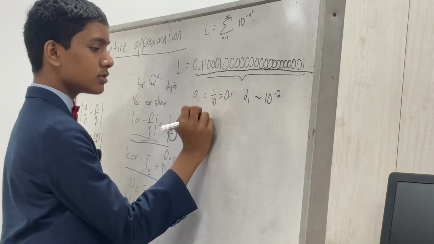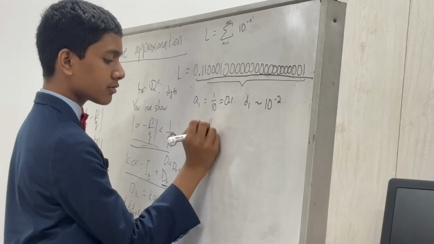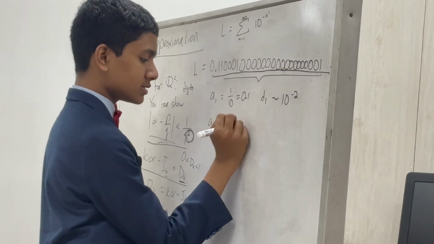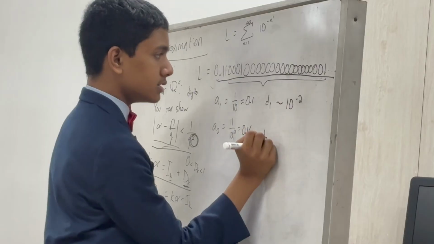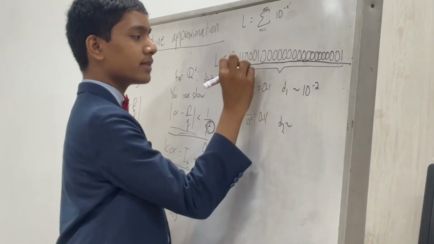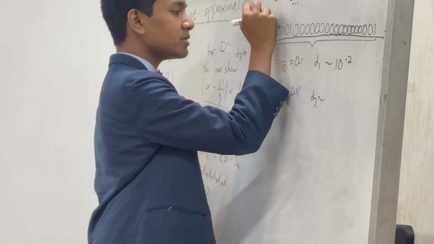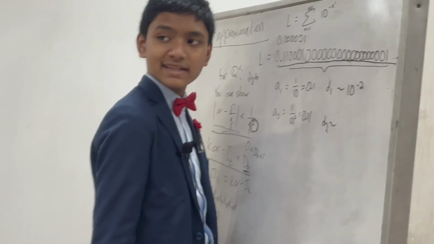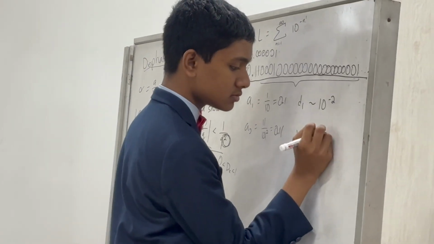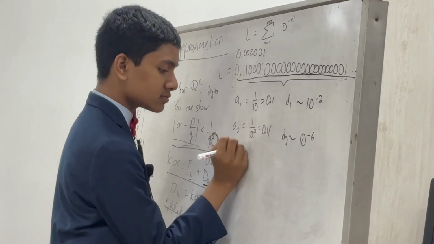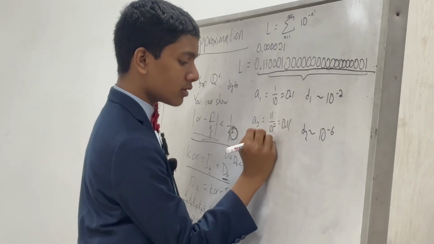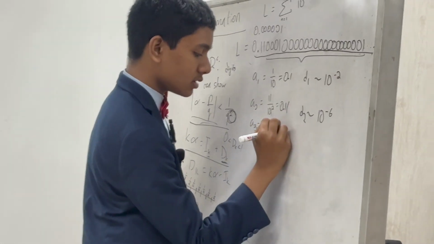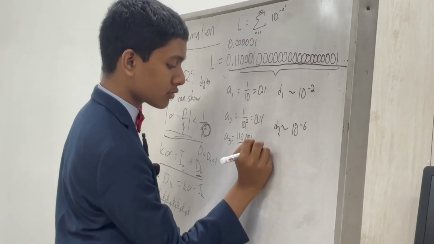A2 is going to be 11 over 100, or 11 over 10 to the 2. So that's just going to be 0.11. And so D2 is going to be on the order of 10 to the minus 6, because the discrepancy is just going to be 0.000001. Everything after that is so insignificant that it doesn't matter. A3 is going to be 110,001 over 10 to the 6. So, I think it's pretty predictable what it will look like at this point.